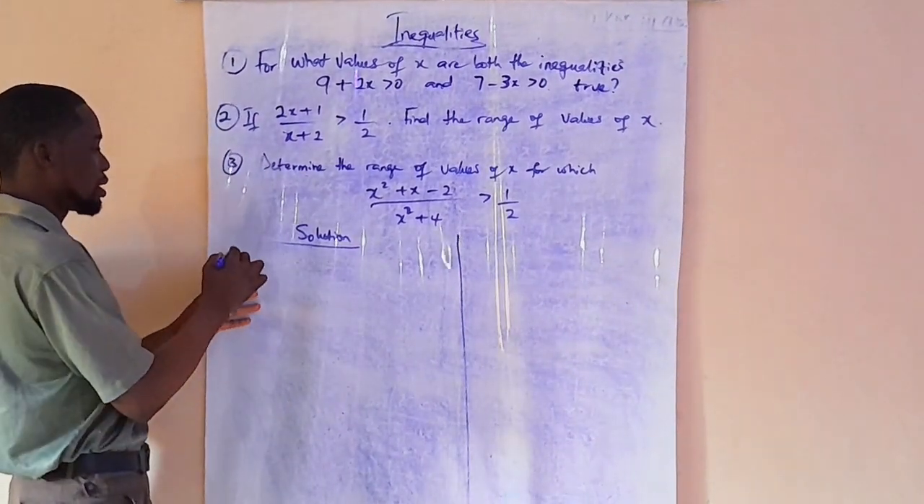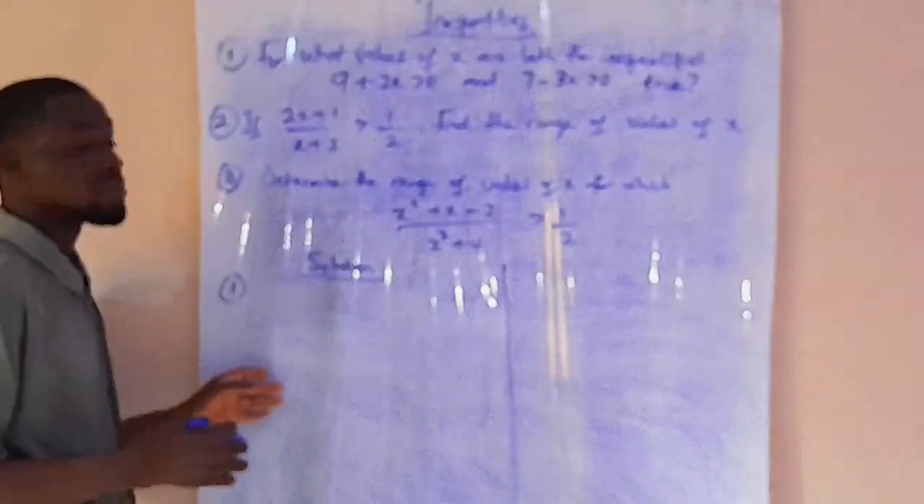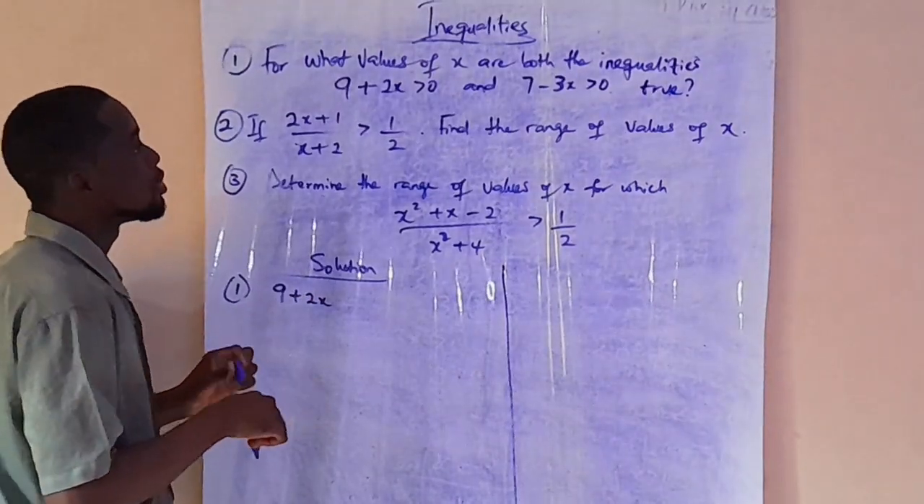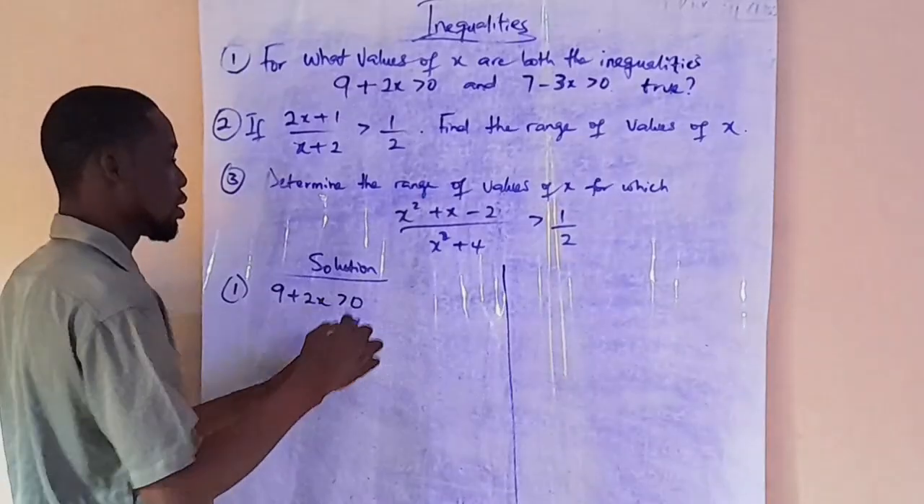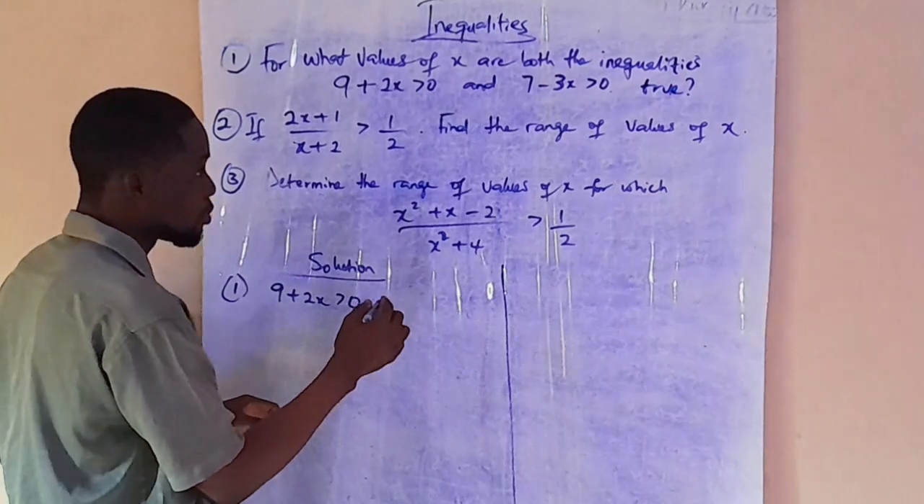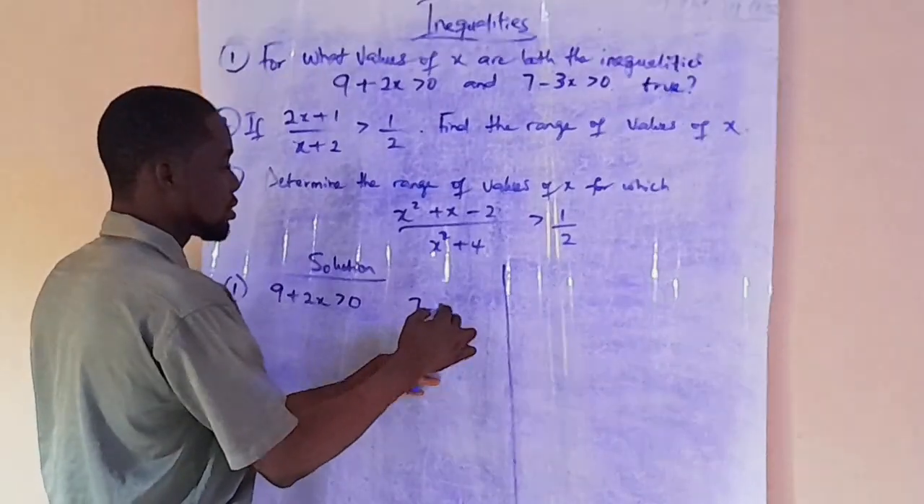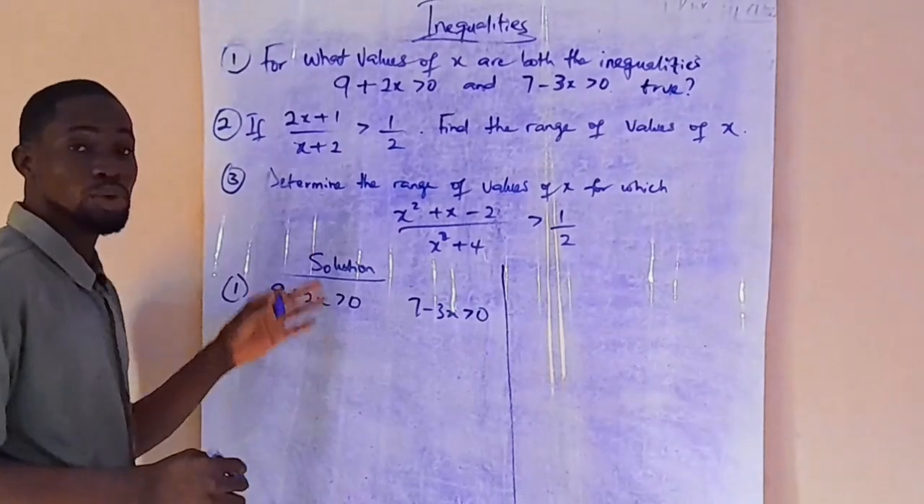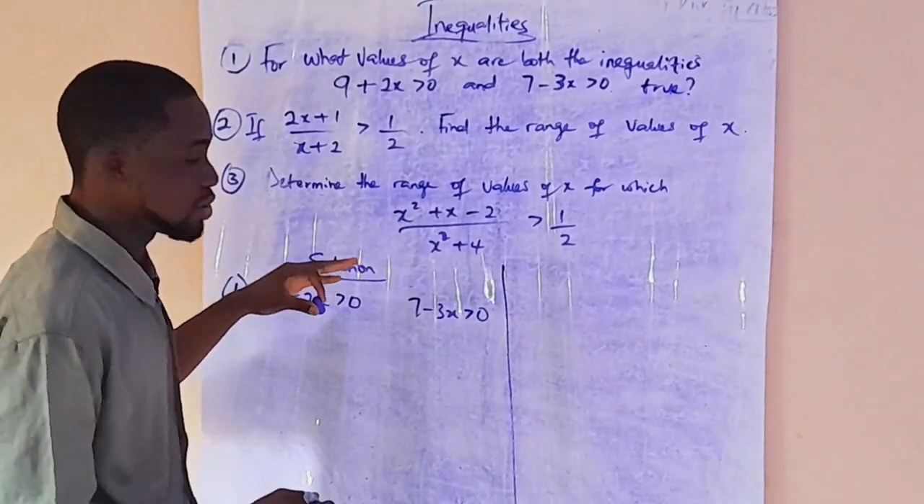Very simple. Number 1. We have 9 plus 2x to be greater than 0. Alright, so let's solve. Or let's put the second one by the side: 7 minus 3x to be greater than 0. So they are both greater than 0, strictly greater than 0.